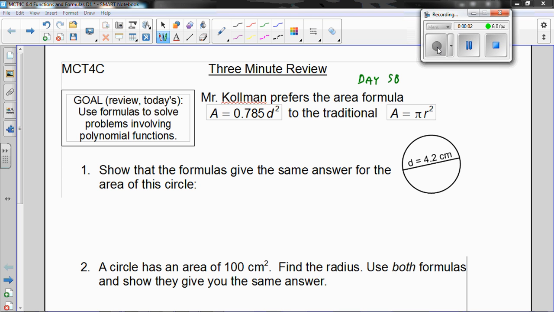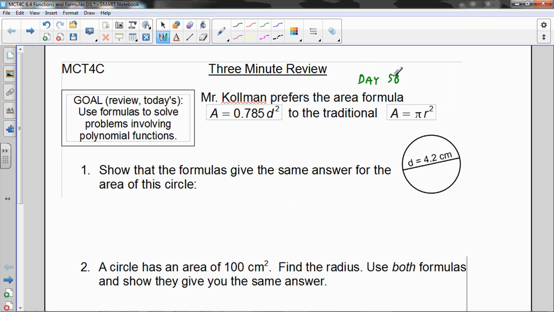All right, day 58, lesson 6.4, functions and formulas. This is the first of a couple of days that we're going to do working with formulas, and it fits in with the polynomial functions because a lot of formulas are polynomials. And actually, this is kind of a nice introduction to our last unit.